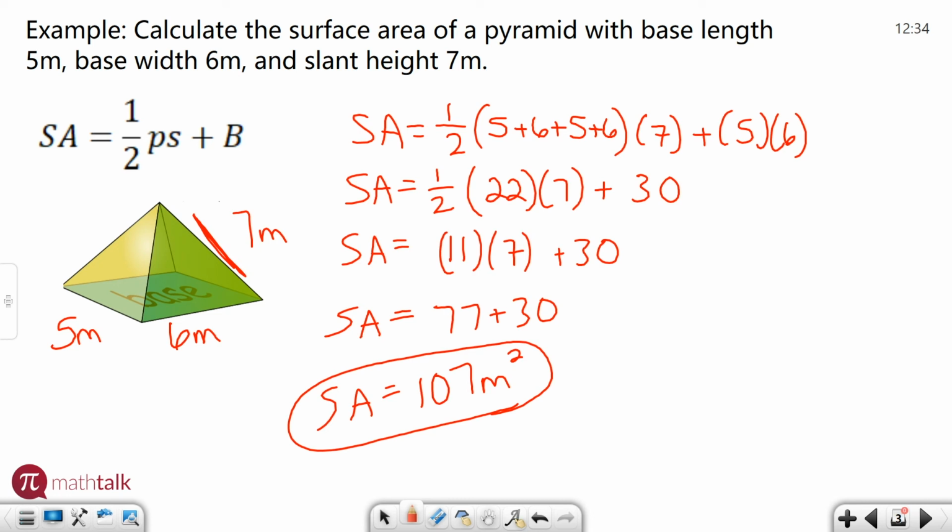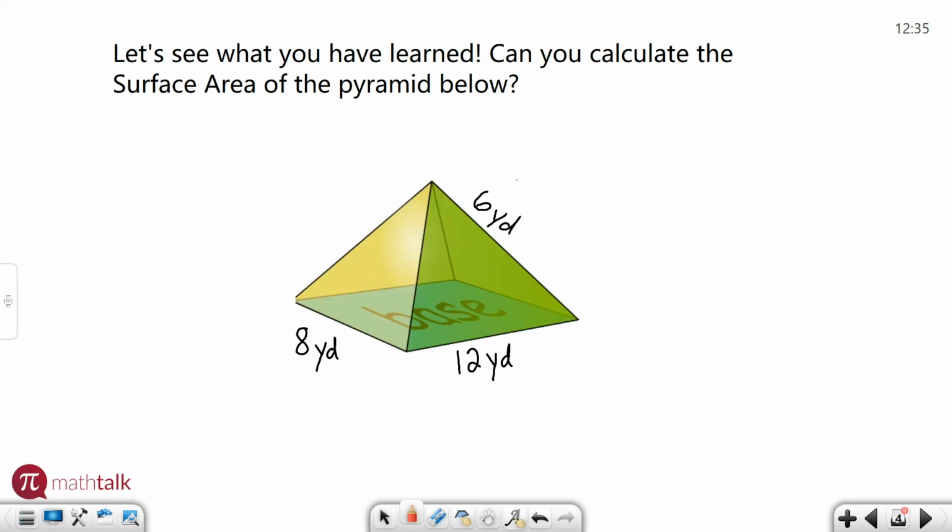Now that you've seen an example, let's see what you've learned, and let's see if you can calculate the surface area of this pyramid here. I've given you the base length and width, and I've also given you the slant height. Use your formula, use the definitions that you just learned, and see if you can calculate the surface area of this pyramid, and let us know what you get.